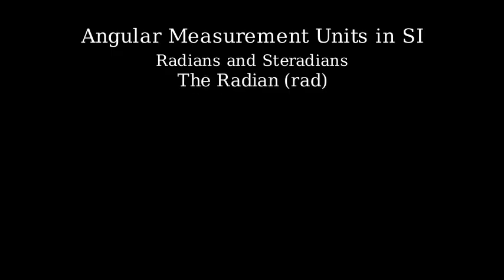Let's begin with the radian, which is the SI unit for measuring plane angles, that is, angles in two dimensions. The symbol for radian is rad, and it's a dimensionless unit because it's defined as a ratio of two lengths. So what exactly is a radian?